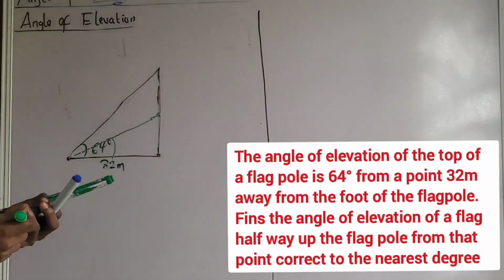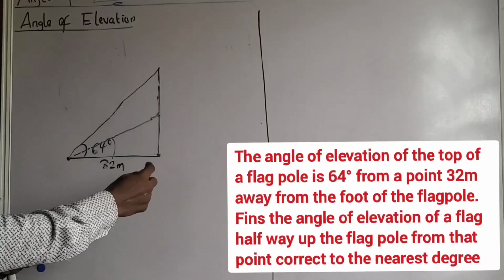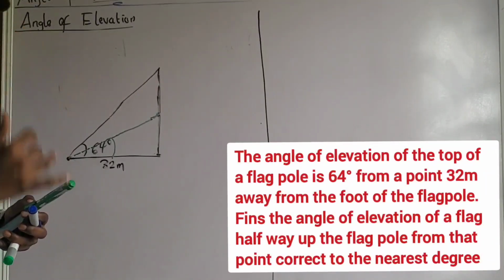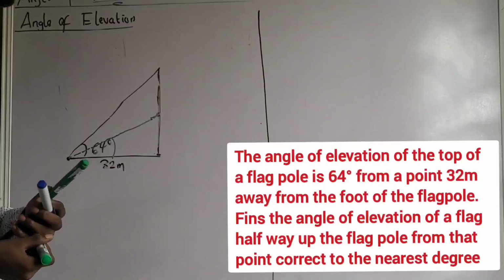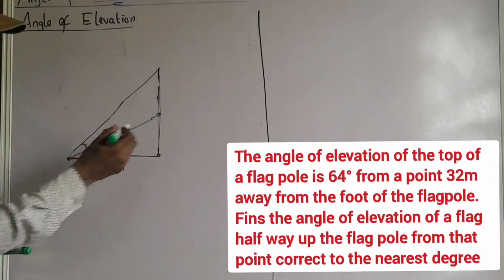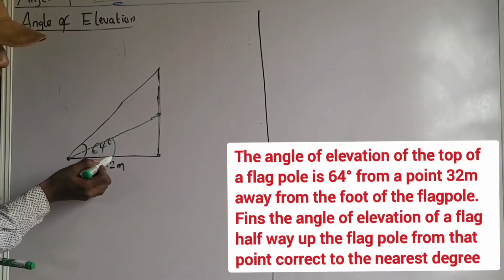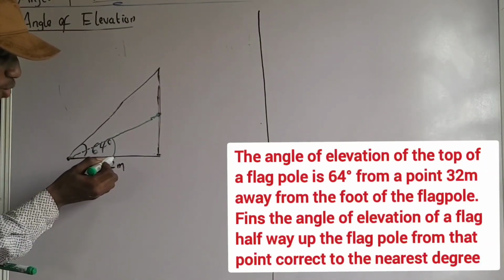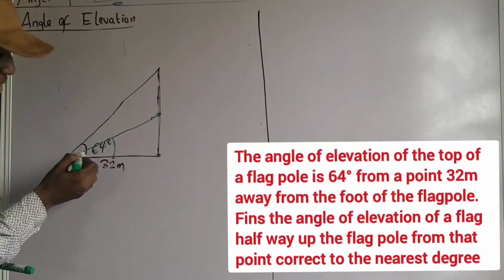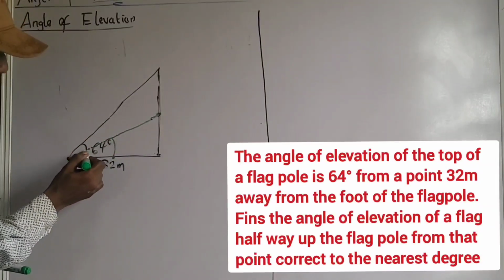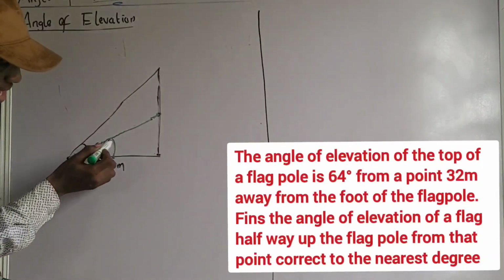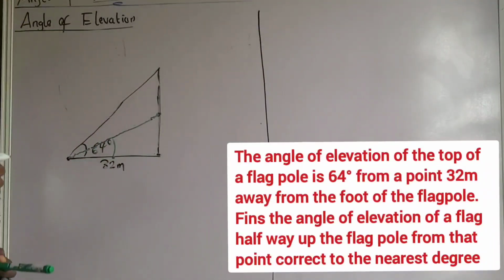Listen. This is the total length of the flagpole. Now we are asked to find the angle of elevation halfway up the flagpole. Half of the length of the flagpole is at this point. Now you trace it to that point. You trace it to the same point. The angle of elevation is the angle between the horizontal level measured upward and the line of sight. Horizontal level and the line of sight. This now becomes the line of sight instead of this. This now becomes the line of sight, the line that I drew with green marker. You get it? So this angle that you see here is the angle that we are looking for.